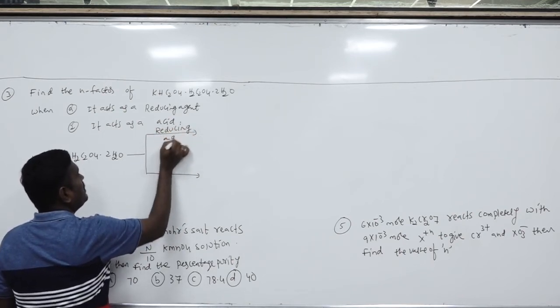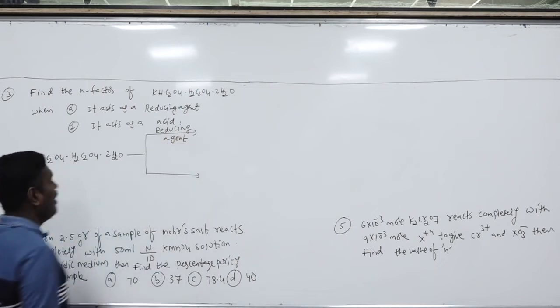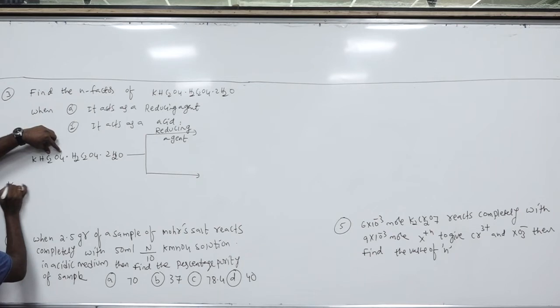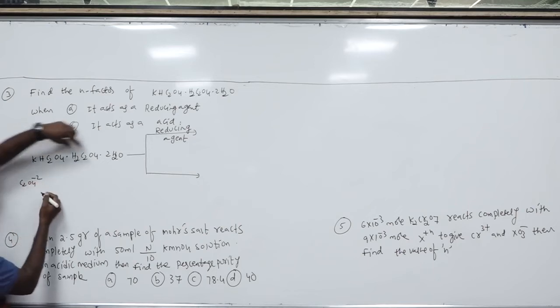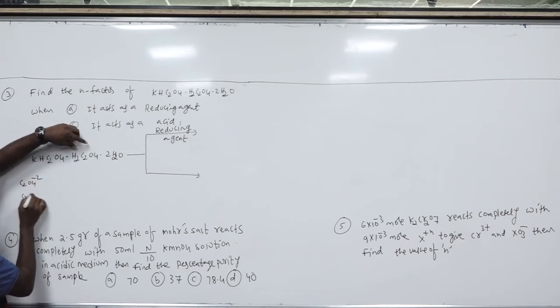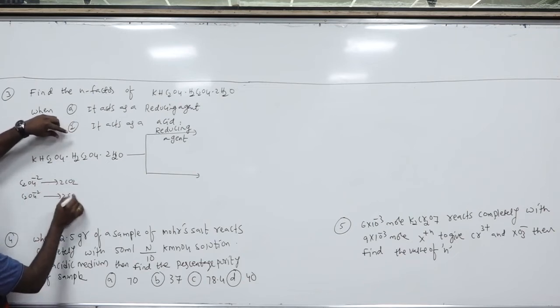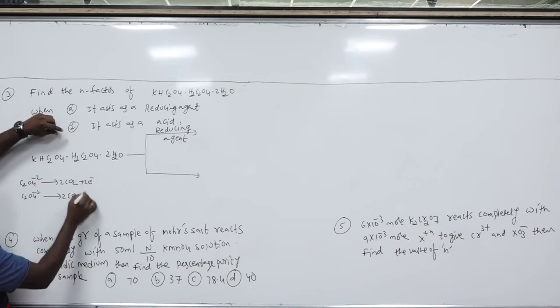Reducing agent, which easily undergoes oxidation. Now here, the carbon has oxidation number +3, so it will undergo oxidation into +4, that is carbon dioxide. This is oxalate, and here also oxalate is there. So it will undergo oxidation by loss of 2 electrons, and 2.